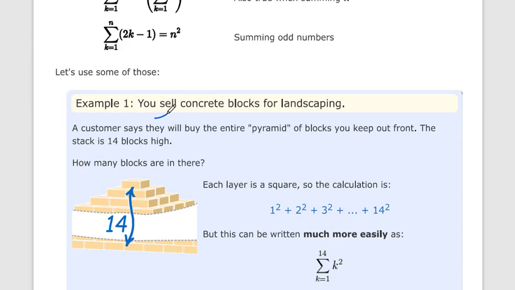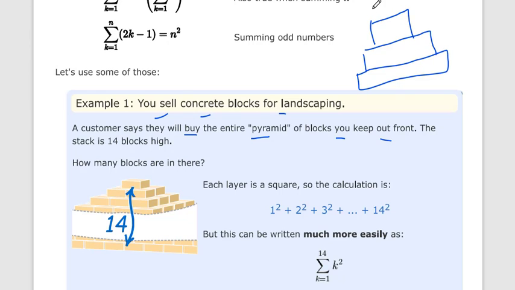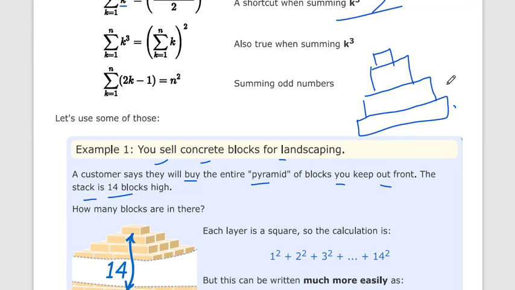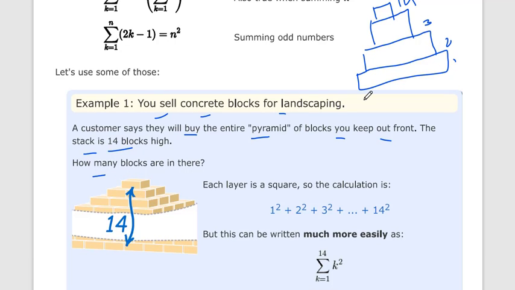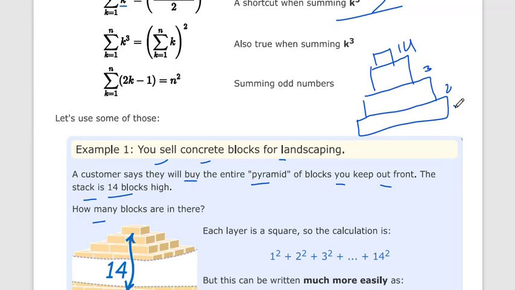The first is: you sell concrete blocks for landscaping. A customer says they will buy the entire pyramid of blocks you keep out front. The concrete blocks are put up like a pyramid. The stack is 14 blocks high, 1, 2, 3 and up to 14 blocks high. So we have to calculate how many blocks are in there. How do we calculate?